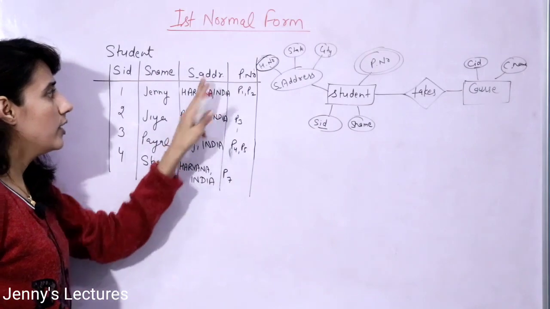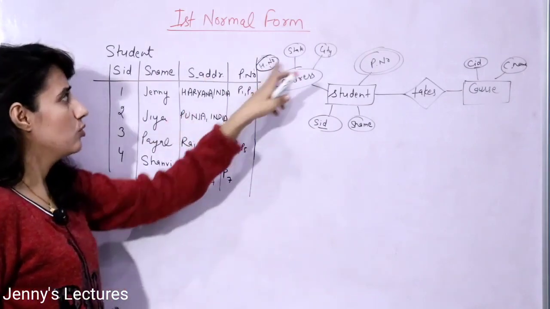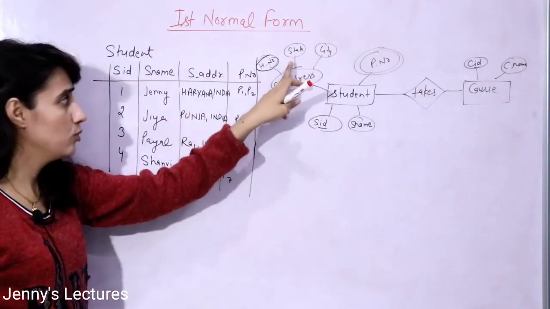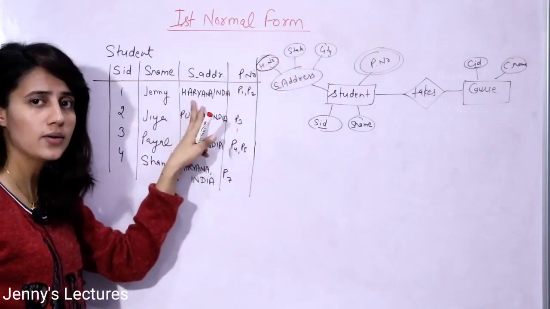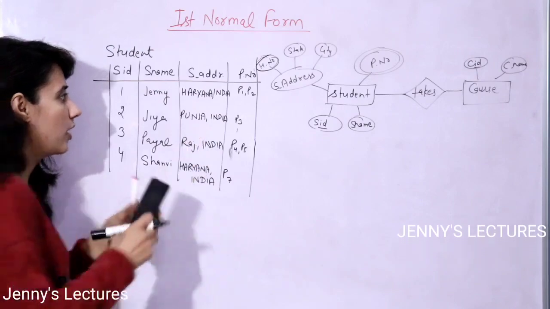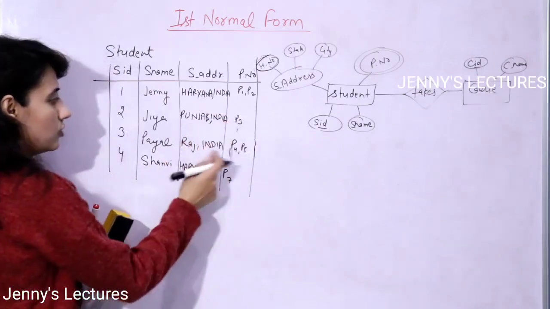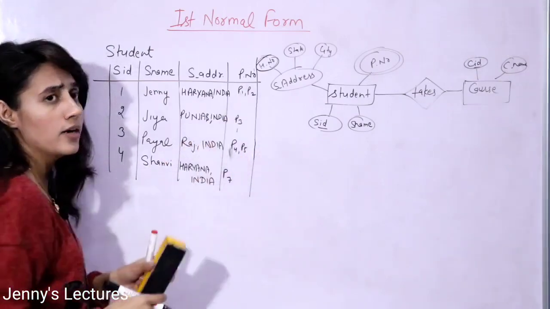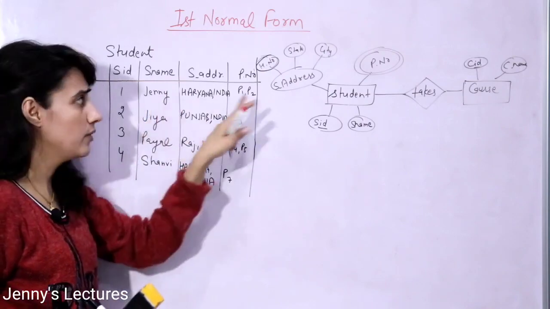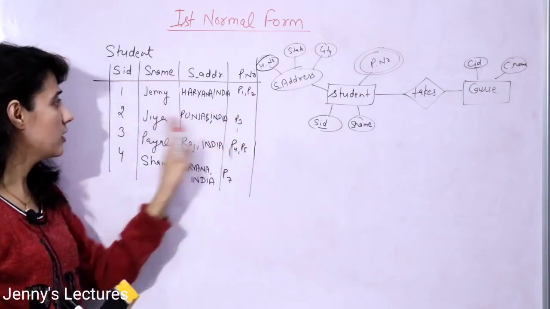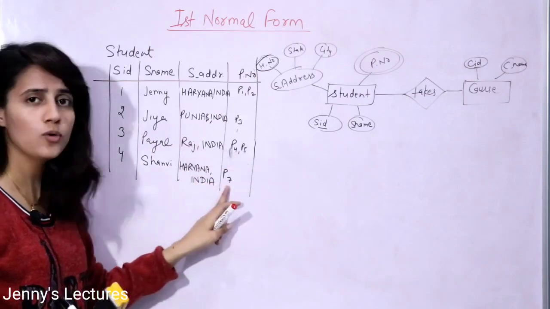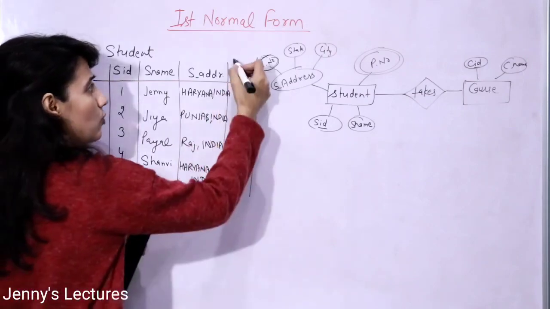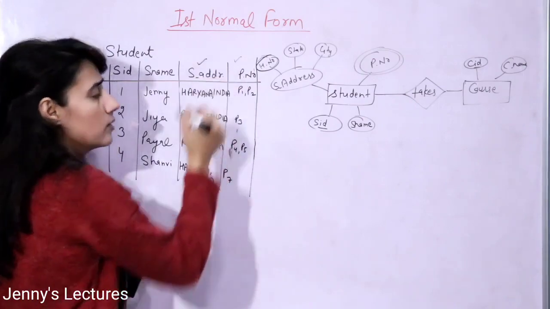Student name, student address. In address, suppose I am not taking all the attributes, like house number, state, city. I am writing only state and country: Haryana, India. This is Punjab, India, Rajasthan, India, and Haryana, India. And phone numbers, suppose this one, Jenny has two phone numbers. GI has only one, Pile has two, and Shanvi has only one phone number. So this is a multi-valued attribute, and this is a composite attribute.